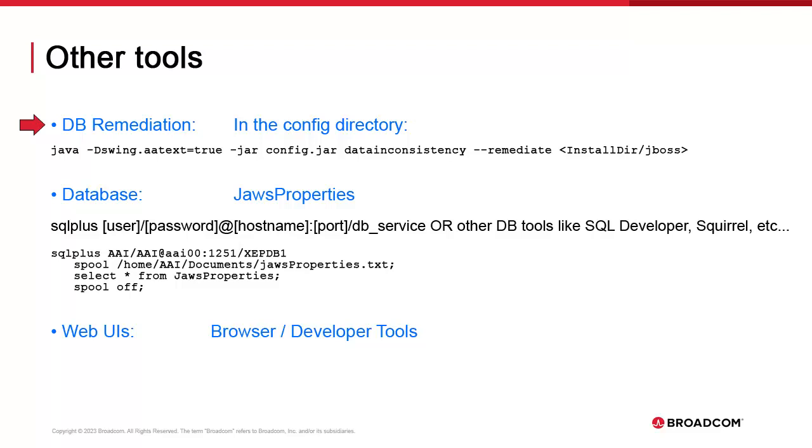optimal state. You execute a simple Java command from the Java bin directory, targeting the JBoss directory in the root AAI location. When speaking with the customer service team, you may be asked to output the contents of the JAWS properties table, which contains the AAI parameters as defined in the config tool, along with any changes made from the standard configuration. On SQL Server, you can run a simple select star from JAWS properties in Studio and just copy and paste the output to a flat file.